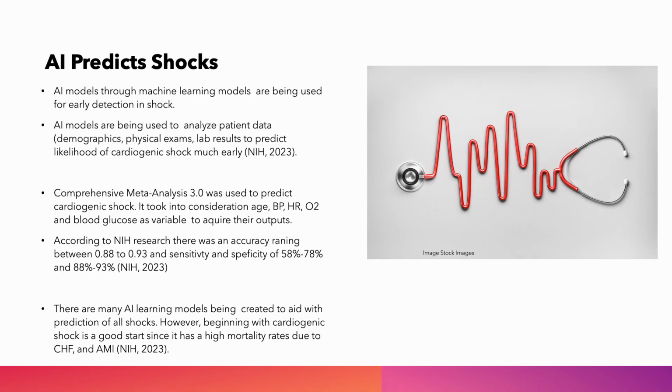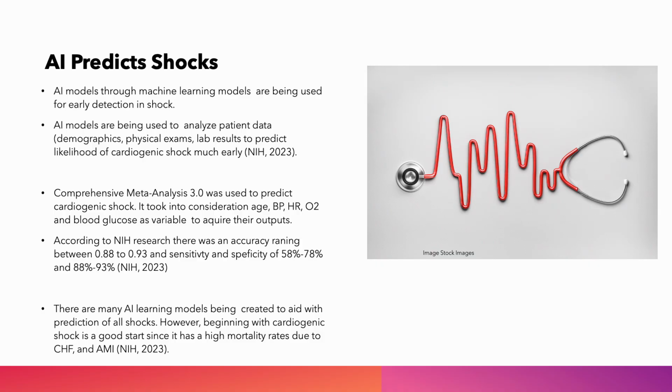So, AI predicts shock. AI models, through machine learning, are being used for early detection. AI models are being used to analyze patient data, including demographics, physical exams, and lab results, to predict the likelihood of cardiogenic shock much earlier in the stages. Comprehensive Meta-Analysis 3.0 was used to predict cardiogenic shock. They took into consideration age, BP, HR, O2, and blood glucose as variables to acquire their outputs.